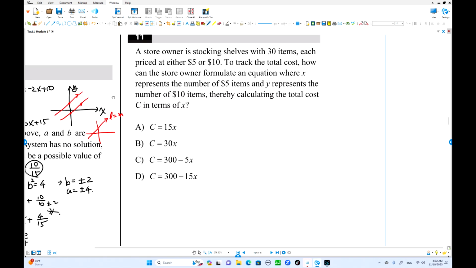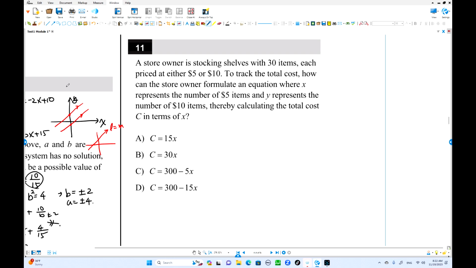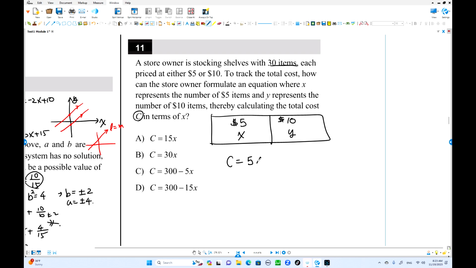All right, number 11. A store owner is stocking shelves with 30 items. We have 30 items there. This is $5 here and $10 here. To track total cost, how can the store owner formulate the equation, where X represents the number over here and Y represents the number over here? What is total cost? Total cost equals, they use C. So 5X plus 10Y, that is total cost.